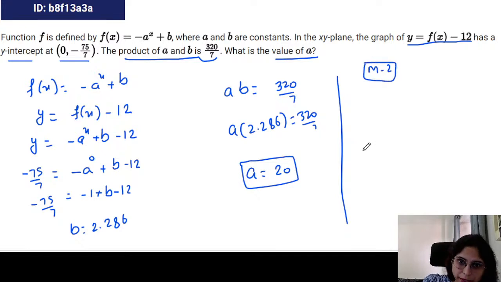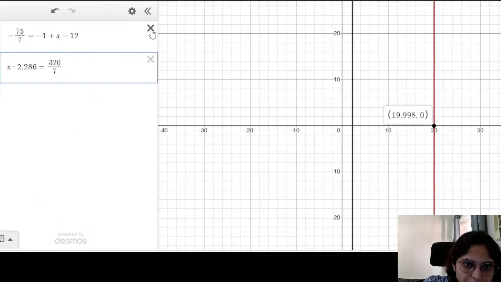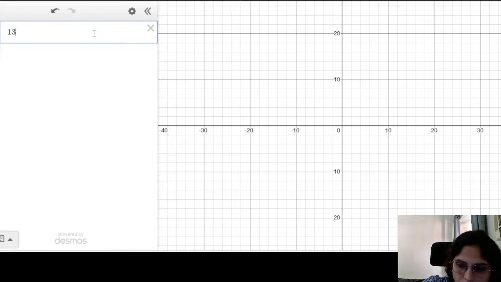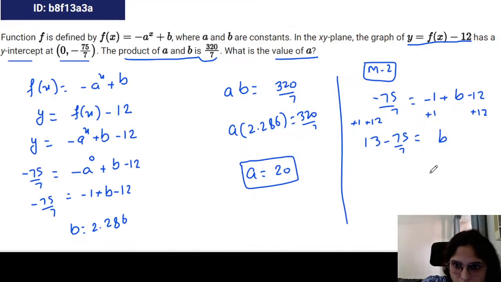How can you directly get 20 and not write 19.98? Why am I not writing that? Because when you write negative 75 over 7 equals negative 1 plus b minus 12, you are adding 1, you are adding 12. That means 13 minus 75 over 7 is b. Now do that: 13 minus 75 over 7. So it's not 2.286, and if you convert it into a fraction, this is 16 over 7. So the value of b is 16 over 7.